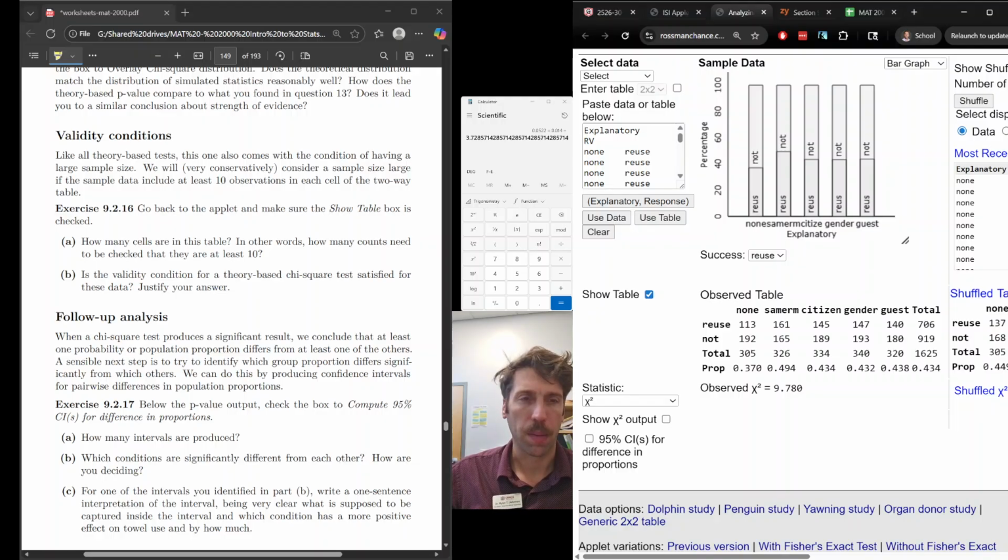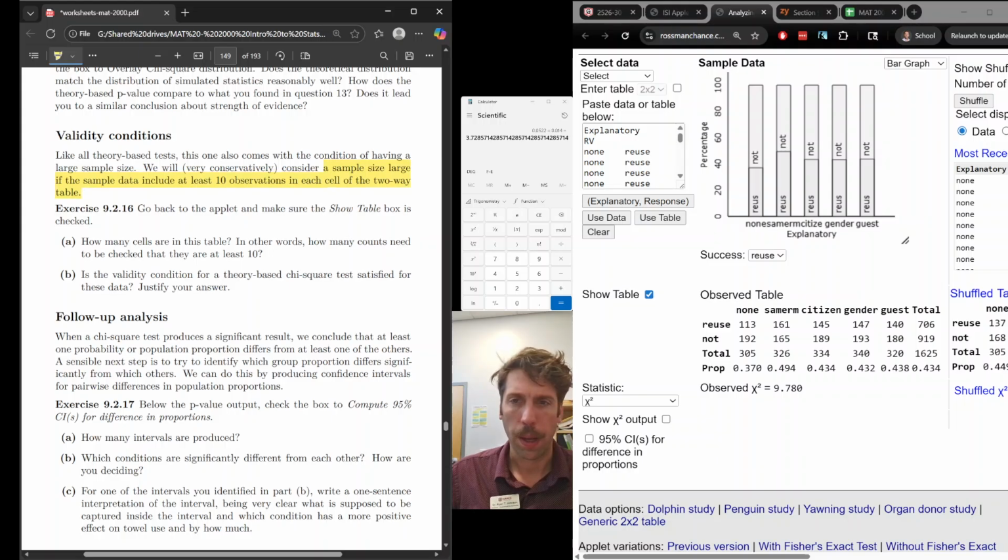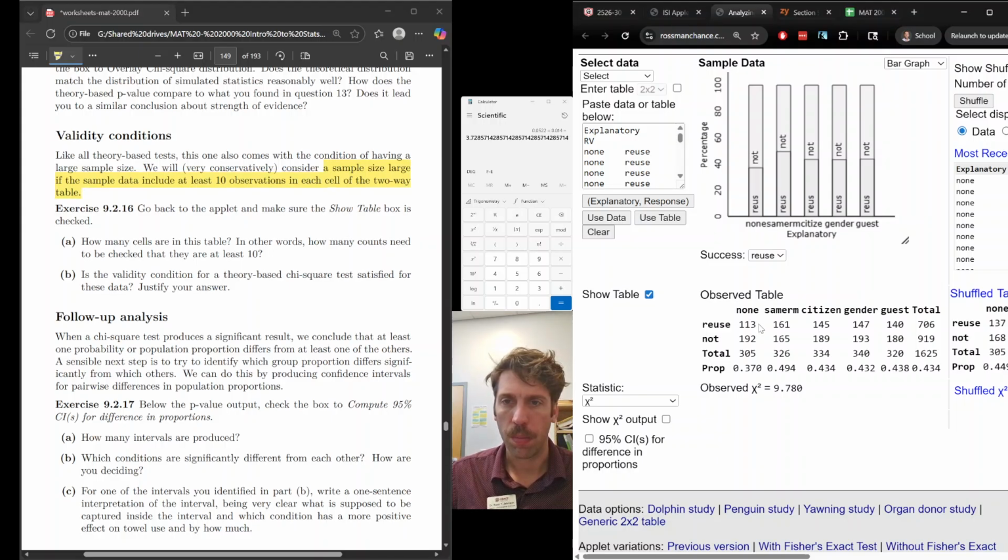So first, go back up. The validity condition is that a sample size is large if the sample size includes at least 10 observations in each cell of the two-way table. Okay, so that means these numbers. Not the totals, not the proportions, but just all the counts.